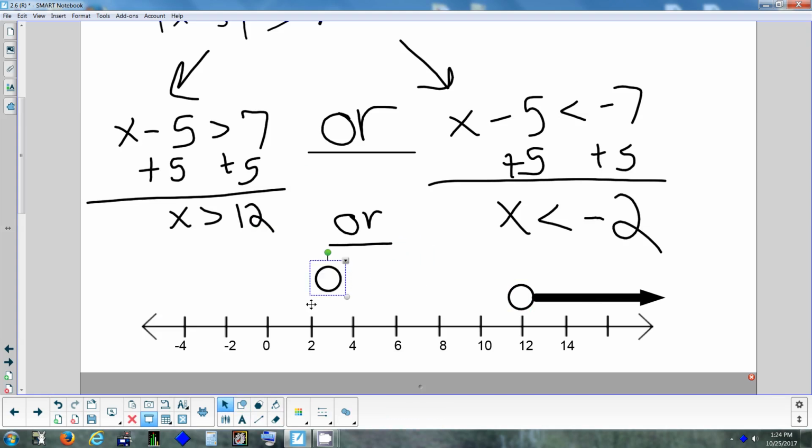That would be an open circle. Where? On the -2. Good. Arrow. Right. I mean, go to the left. One goes the opposite, right? Yep. So again, that you've done before.